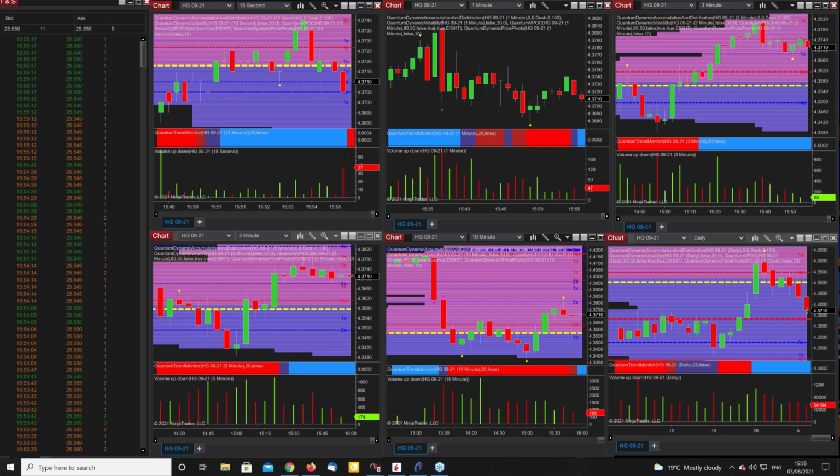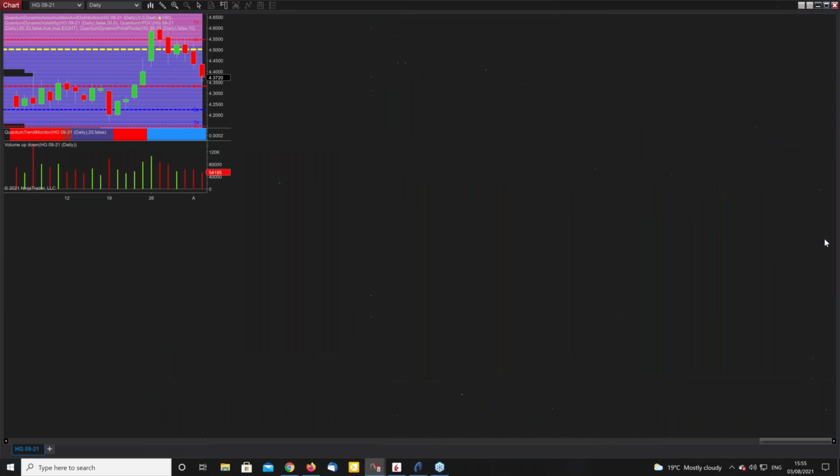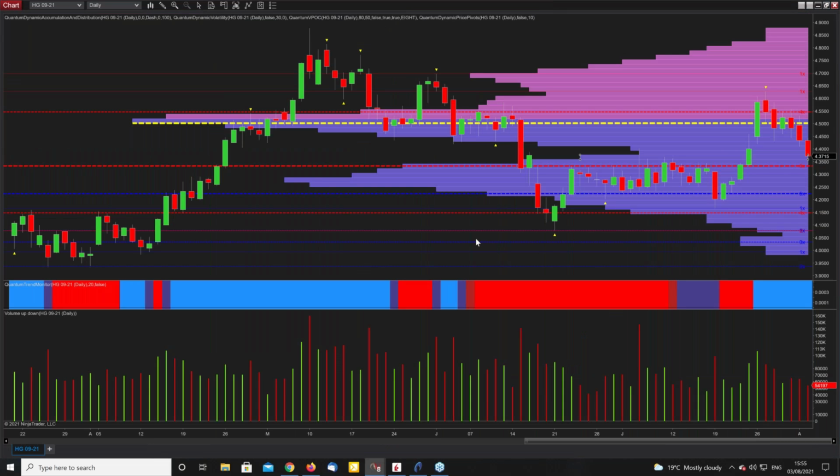So the daily chart, just move that out of the way. Daily chart for copper has been very bullish. Has come off of late. The interesting thing with copper is that we are trading back around the volume point of control.